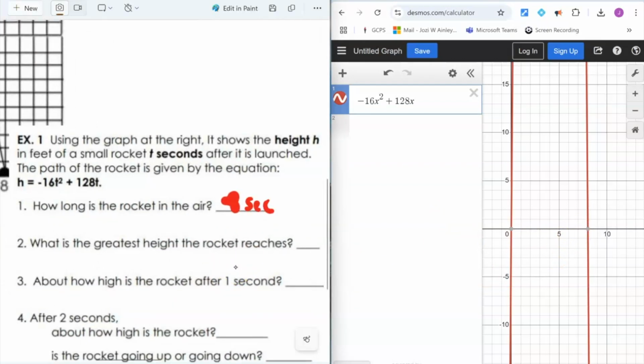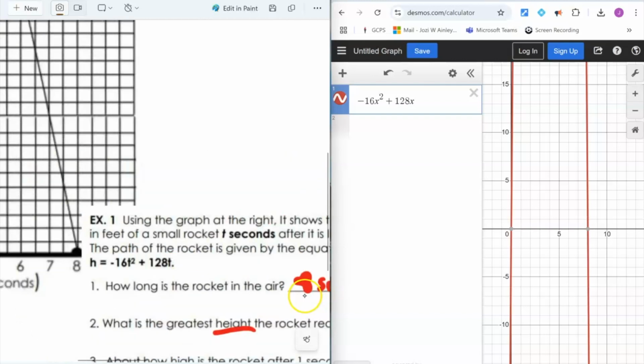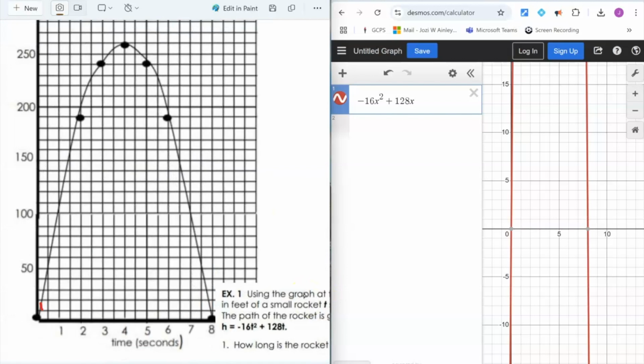All right, and then what is the greatest height? Again, what's the key word there? It's height. So what is the greatest height the rocket reaches? What does that mean? Because remember, the rocket goes up and then it comes down. So what's the greatest height? Well, the tallest part of the graph is right here, which is the vertex. And so what is the height? Remember, the vertex has two coordinates. It has 4 and it has whatever number that is, which I don't know.